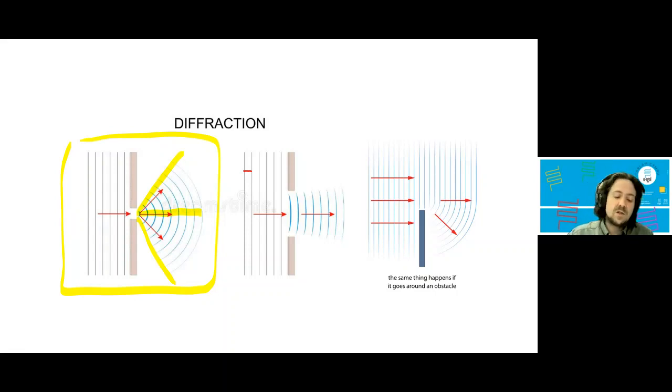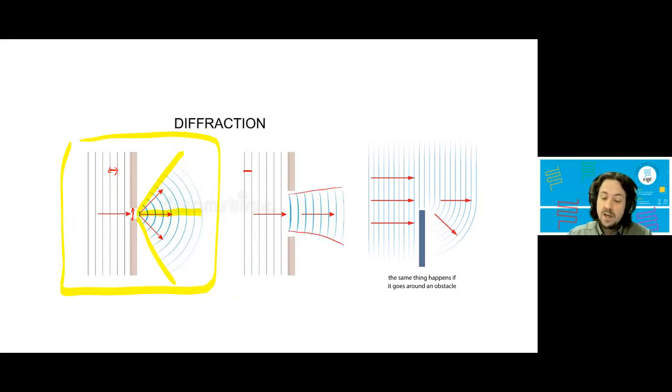And should it be the case that the wavelength, as in this first example here, is of a similar size to the gap itself, then we can expect a lot of diffraction. However, should it be the case that our wavelength, as in the second scenario here, is far smaller than the gap, then we can expect a very small amount of diffraction there.